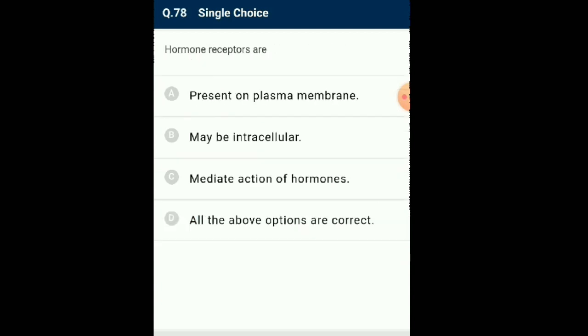Question number 78. Hormone receptors are. Hormone receptors on the cell membrane of target cells are called membrane bound receptors. The surface ones are called extracellular, and the receptors present inside the target cells are called intracellular receptors. Mostly nuclear receptors are present in the nucleus. The lipid soluble steroid hormones can cross the plasma membrane, but they need the intracellular receptors present on the nuclear membrane. So the answer for this question is option D. All the above options are correctly given.